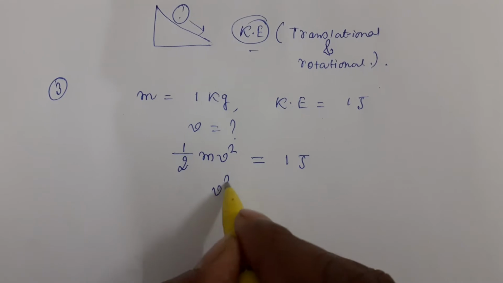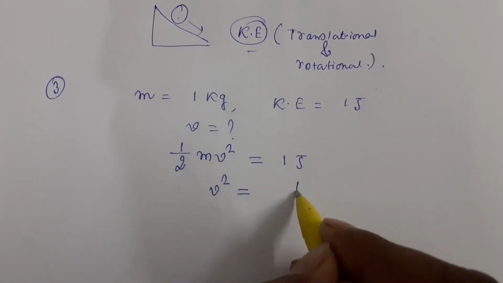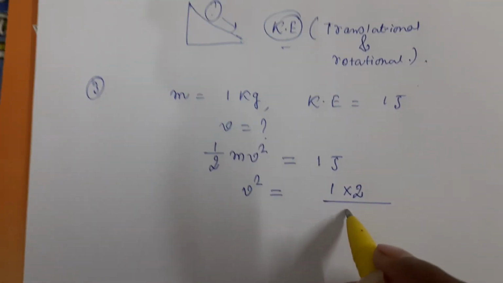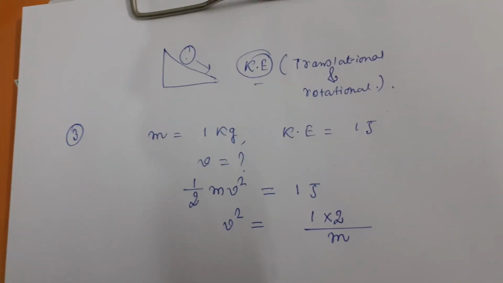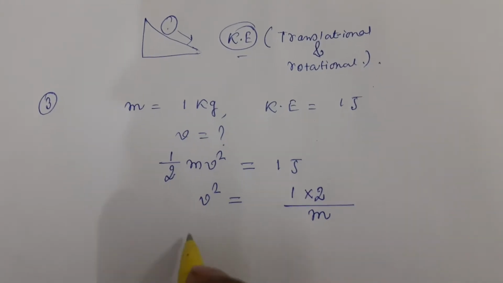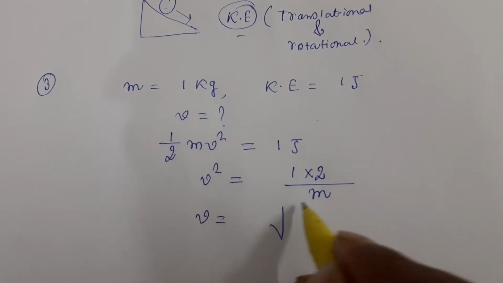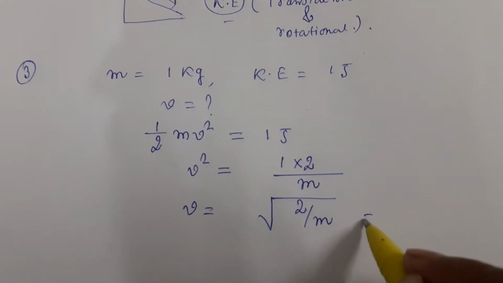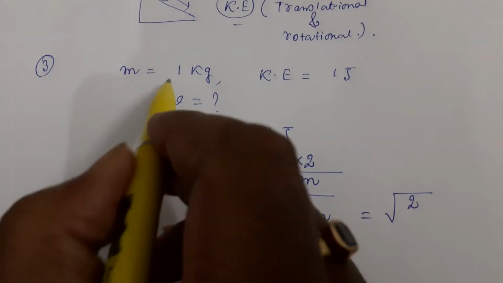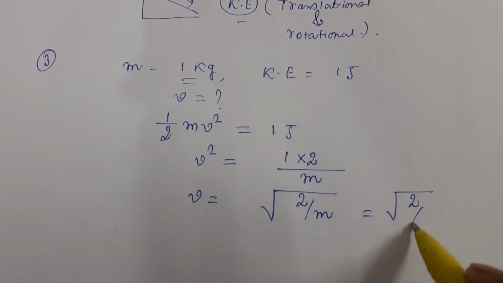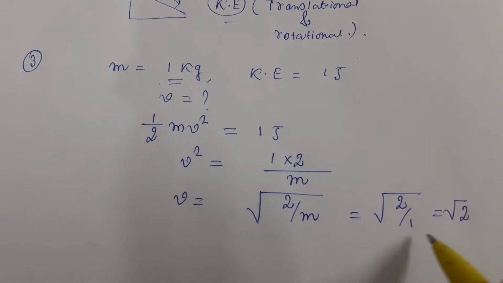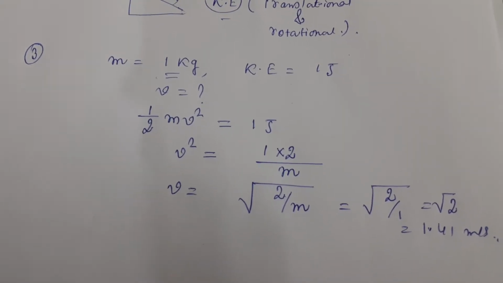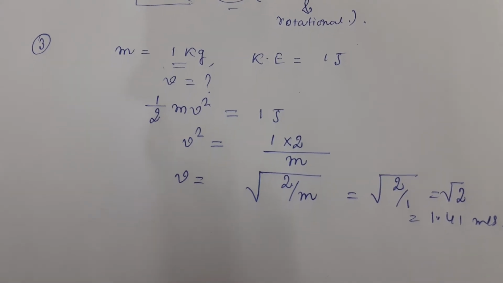Now from here you can write that v square is equal to 1 into 2 divided by m. So v is equal to under root 2 divided by m, and m is given as 1 kg. So 2 divided by 1, that means root 2, that means 1.41 meter per second. So that will be the answer. Clear? This is question number 3.